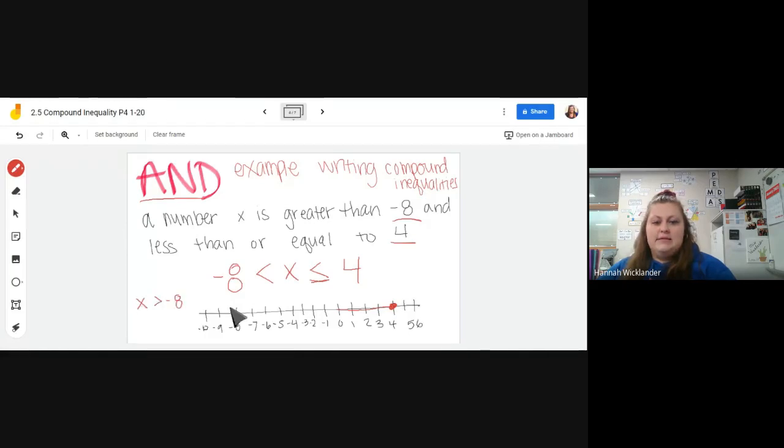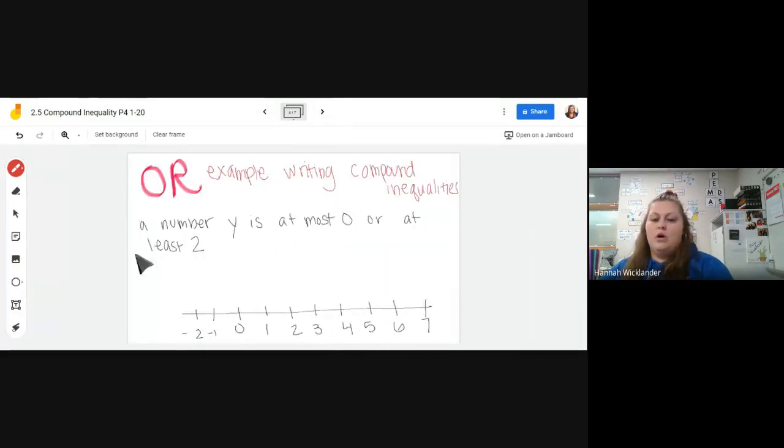Rewriting it so it's like this. So it'll be an open circle at 8 going this way. And the two lines connect. It doesn't go past that. So that is how we graph or write it from a sentence and then graph it.